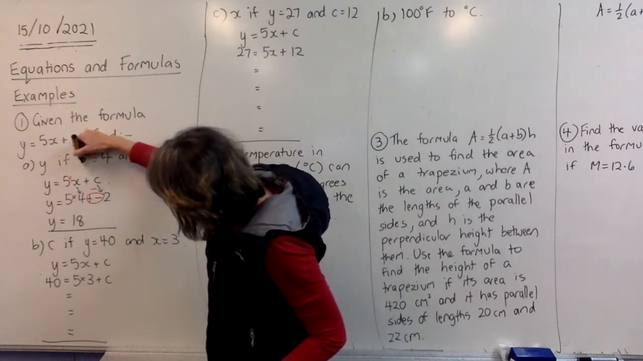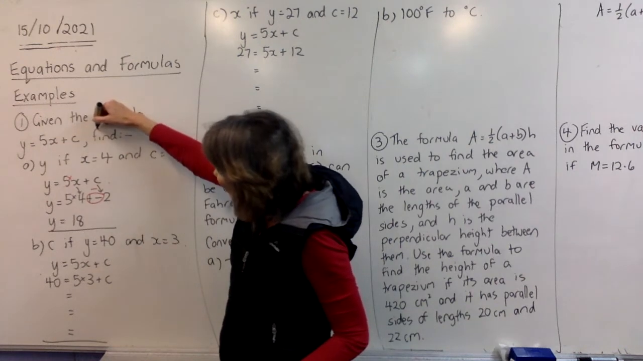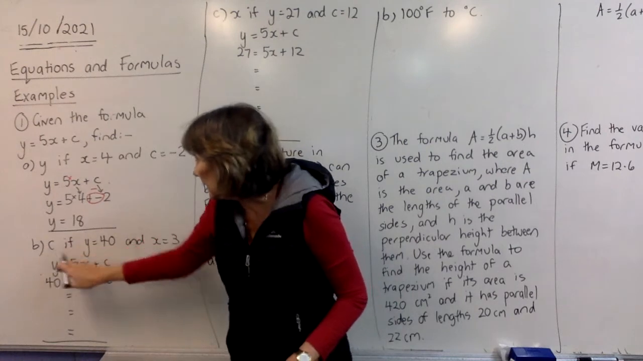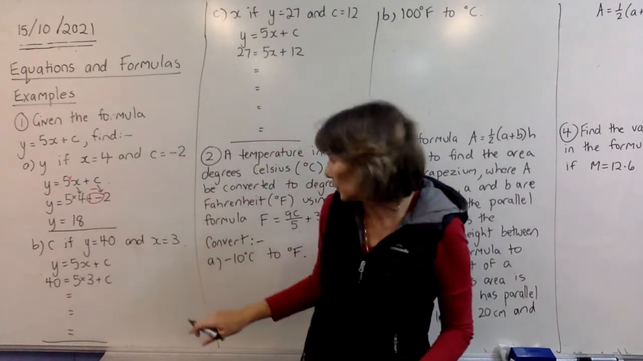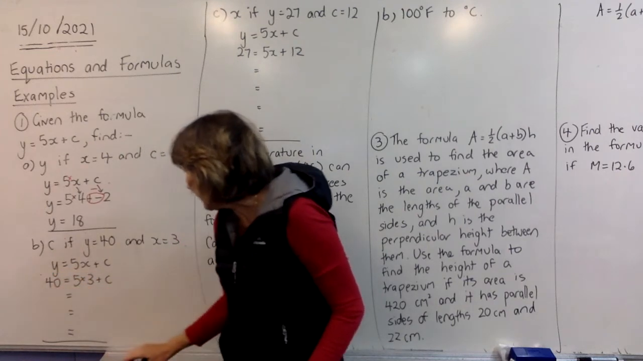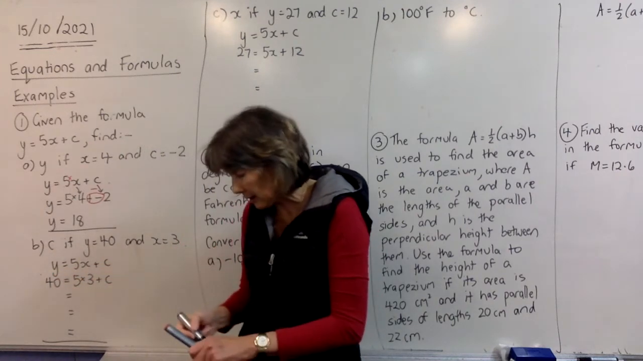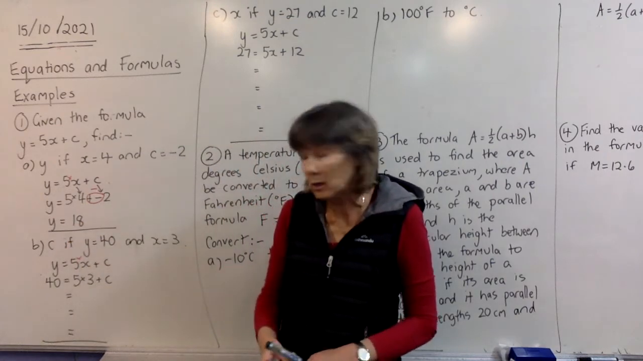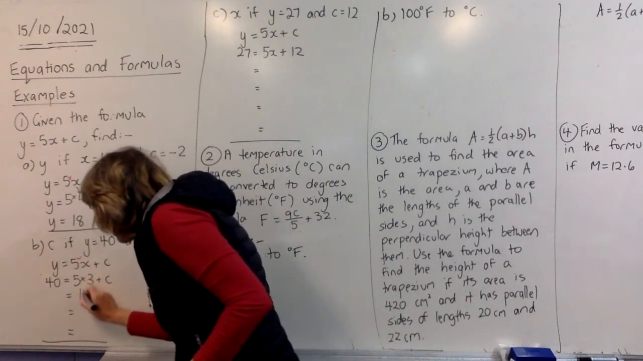Alright, so the next question, still using this original formula that they've given to you here. We're finding c if y equals 40 and x equals 3. So copy your formula down. We're putting 40 in for y and we're putting 3 in for x, like they've given us. And now we're just solving the equation. So work this out as 15 first.